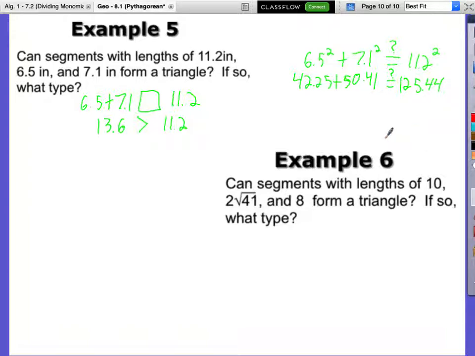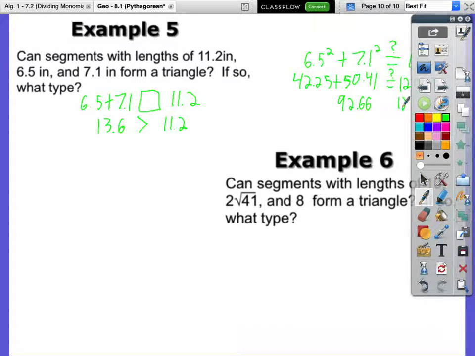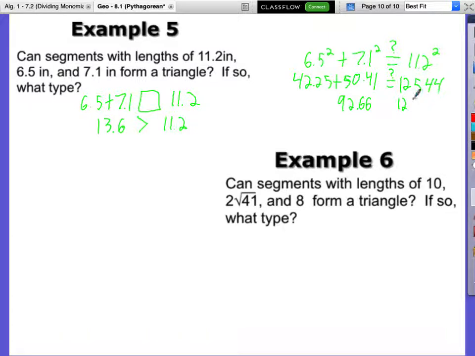So let's add up these two on the left side, and we'll get what? Alright, what do we know about 92.66 compared with 125.44? Less. Okay, so which number was bigger, C squared or A squared or B squared? C squared. So what happens when C squared is bigger than A squared plus B squared? It's obtuse.